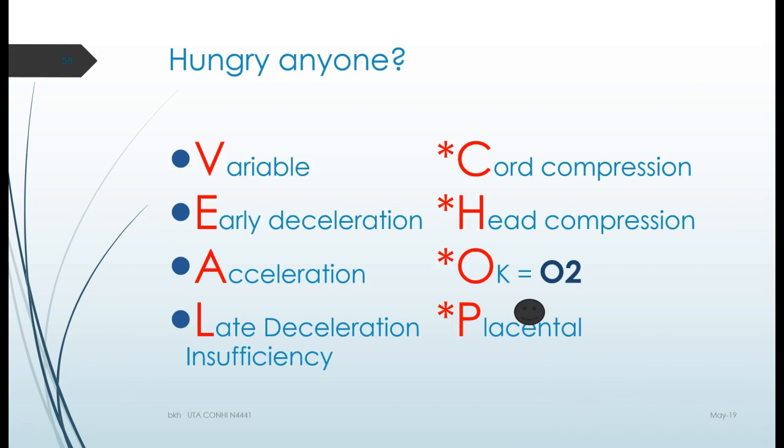All right, here's an easy way to help you remember this. Think about the word veal chop. This will help you determine what is causing the pattern you see. So these are the patterns, this is what causes it. We said a variable is caused by cord compression. Early decel is caused by head compression.